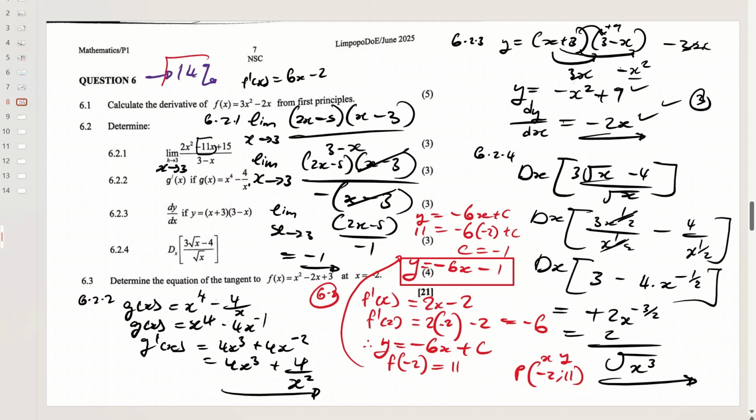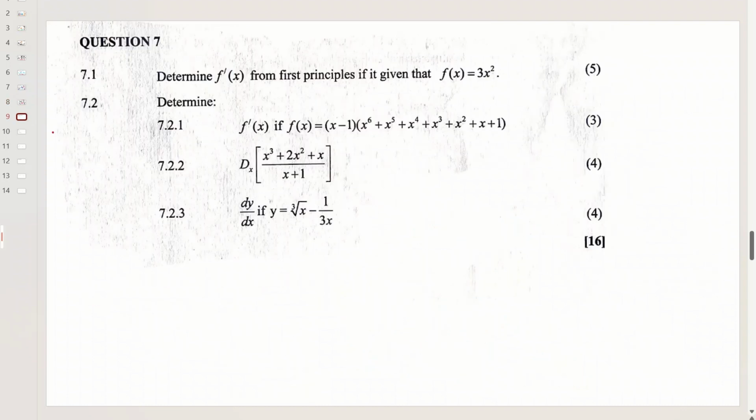Remember, this is 14%. That was so simple, guys. So now, this is also the trial question paper from Limpopo again, but not 2025. I forgot what year. And so now, guys, do I have to do this one for you? Okay, I'm just going to be fast.